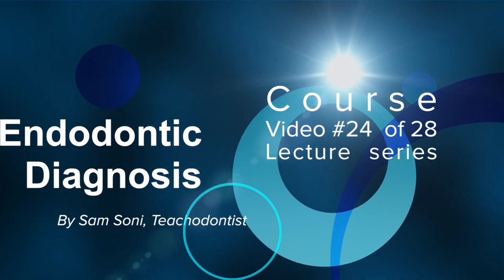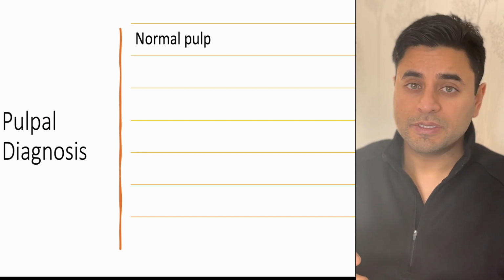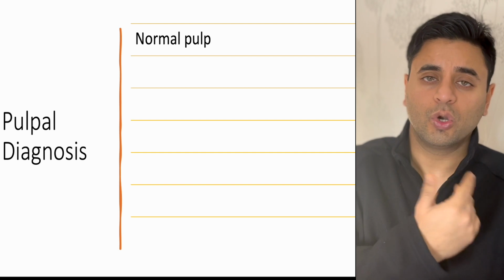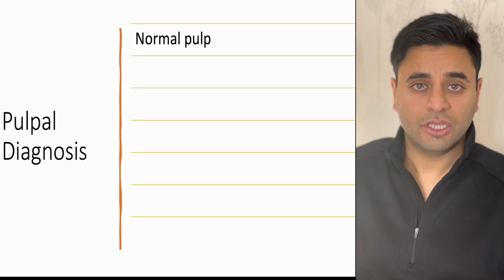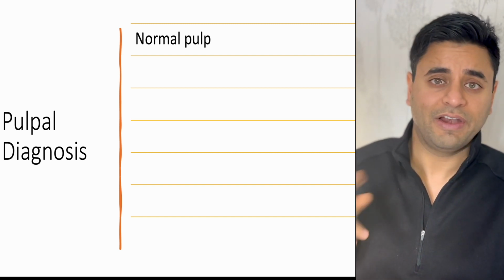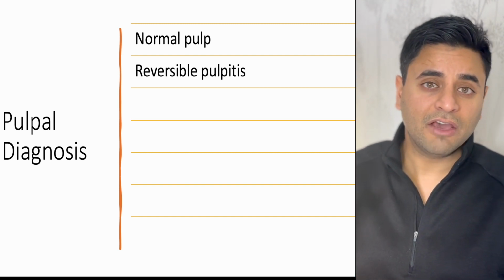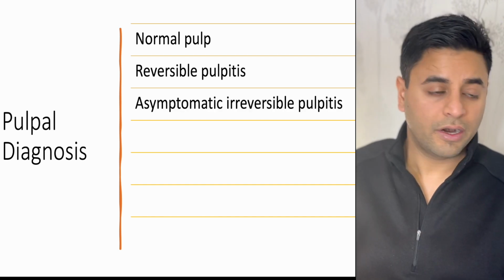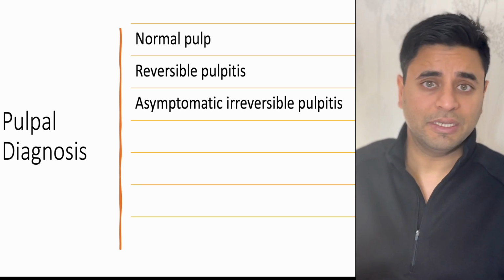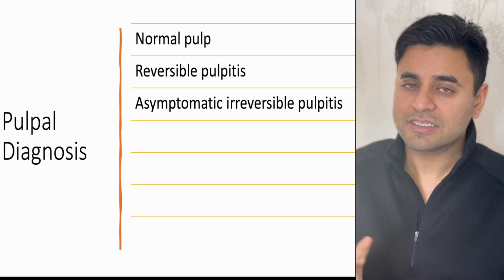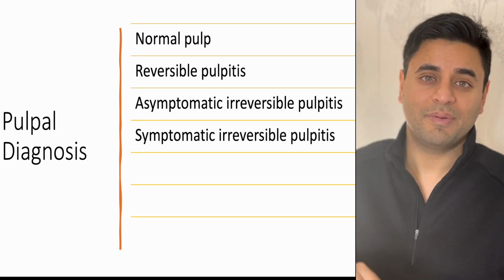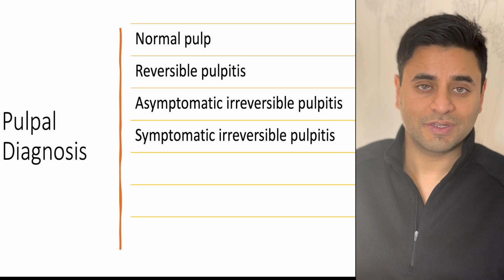Let's talk about pulpal diagnosis. Either the pulp is going to be normal, which is a healthy tooth. Any tooth, the control tooth or the contralateral tooth or the adjacent tooth, they all will have normal pulp, and that's how you will keep it as a baseline to evaluate response for the offending tooth. Now the offending tooth can have a reversible pulpitis, or they can have an asymptomatic irreversible pulpitis. There the inflammation is irreversible, but the patient is still asymptomatic there. Or they can have a symptomatic irreversible pulpitis, which is when patients see you most of the time.